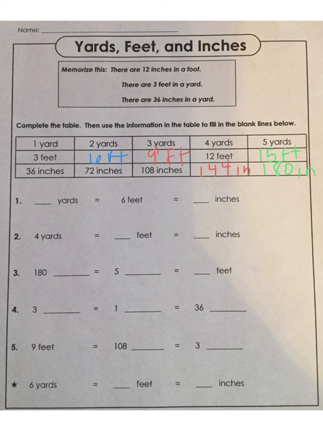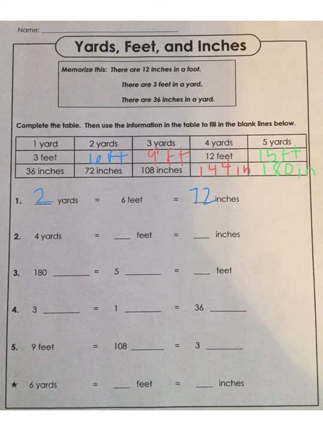So I don't know how many yards it is, but it tells me there are 6 feet, and I don't know how many inches. So if I go up to my table where I put 6 feet, I see that there were 2 yards. So I'm going to put 2. And then there were also 72 inches. So I know that 2 yards is equal to 6 feet, and that's equal to 72 inches.